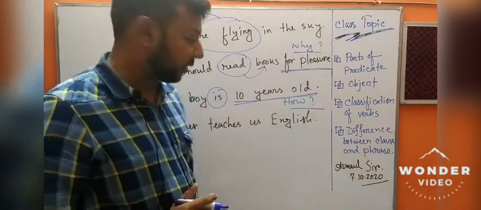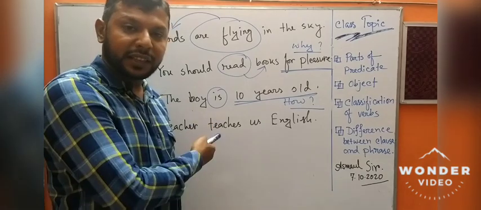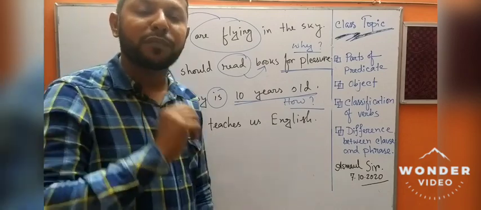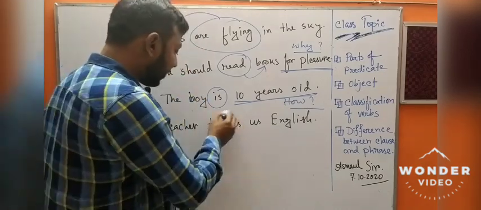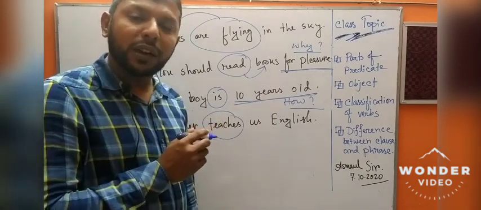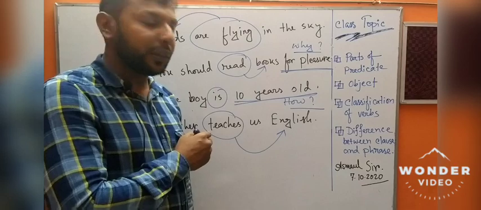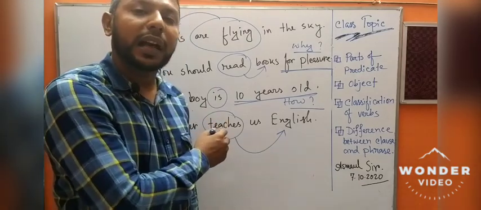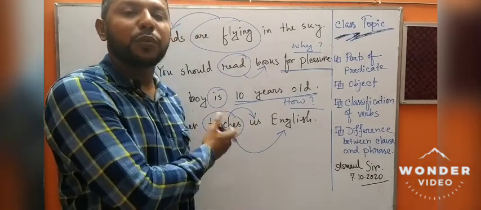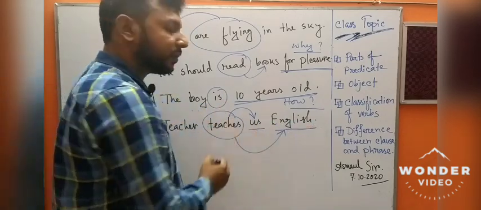This is an adjunct. Again, teacher teaches us English. I have written this example to show you that there may be two objects in a sentence. The verb is teaches. If you ask the verb teaches, what will be taught? English. Again, you ask the verb, whom will be taught? Us. So there are two objects. The first one is English and the second one is us.